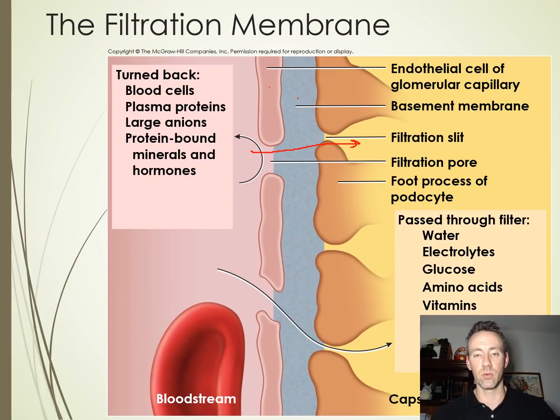There will be some charge exclusion there. This in blue right here is the basement membrane. And there's a little space over here between what they call the processes of the podocyte. If you recall, the podocytes are the specialized cells of the visceral portion of the Bowman's capsule. So again, that's going to help us exclude based on size and charge and so on. But ultimately what gets through: water, electrolytes, glucose, amino acids, vitamins, bicarb, and so on. We'll talk more about those specifics in a little bit.